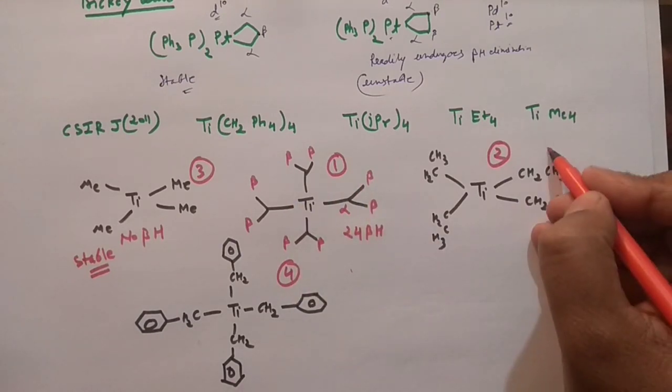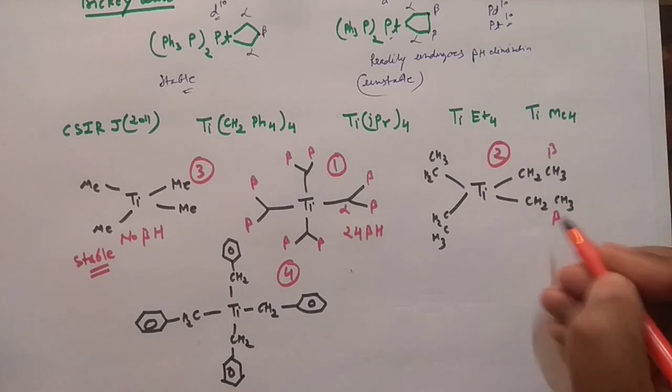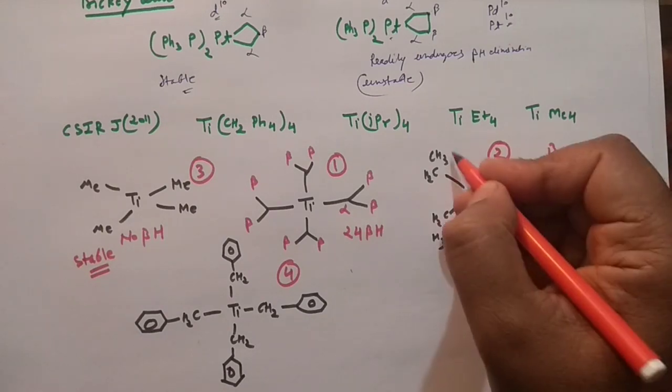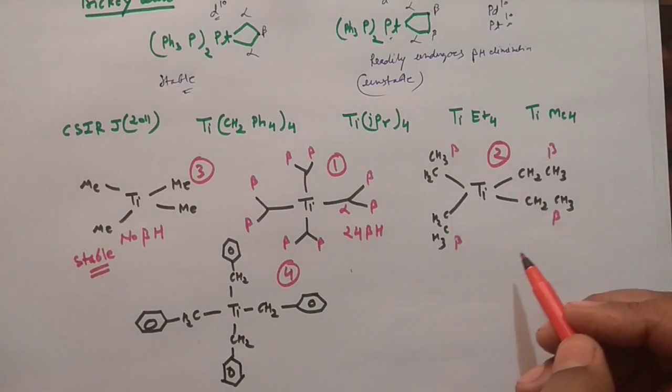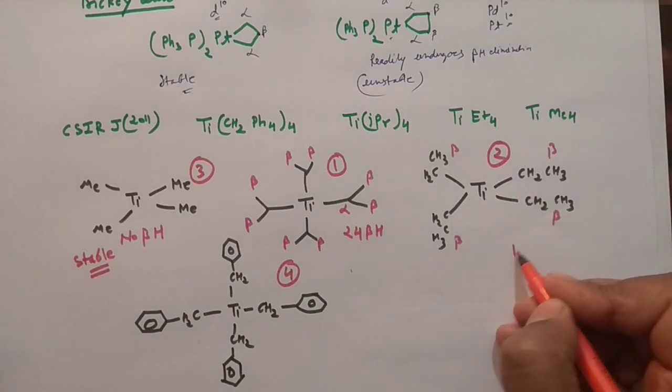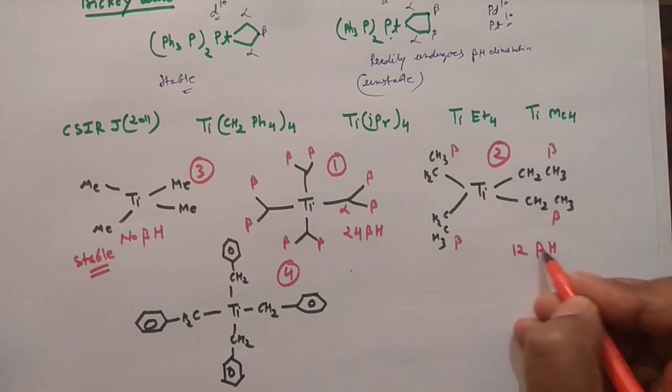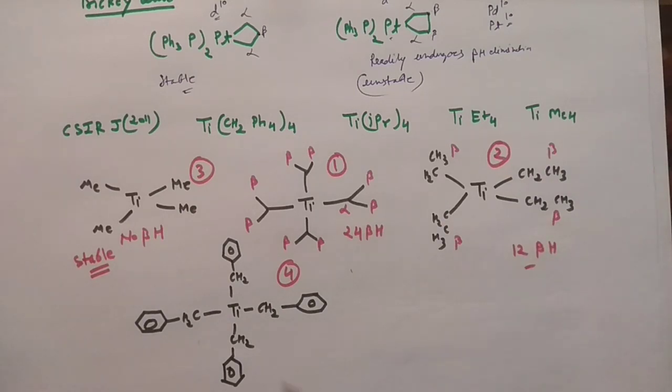And in that case, this is beta, this is beta, this is beta, this is beta. 4 beta methyls are there. That means 4 times 3 is 12. 12 beta hydrogens are here. In the last case, this is alpha, alpha, alpha, alpha, and this is beta, this is beta, this is beta, this is beta. In that case also, no beta hydrogen.